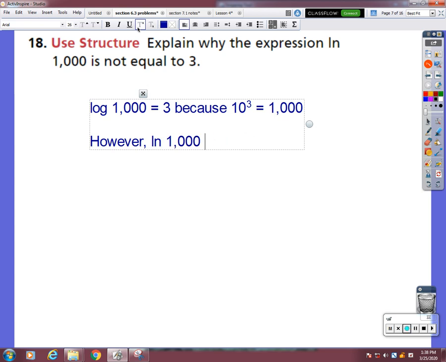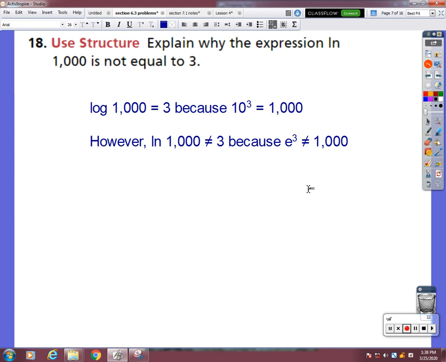I bet I have a does not equal symbol up here. What do you guys think? Go to the math section. And sure enough, there she is. However, natural log of 1,000 does not equal 3 because, remember, for natural log, the base is e. So e to the third does not equal 1,000.